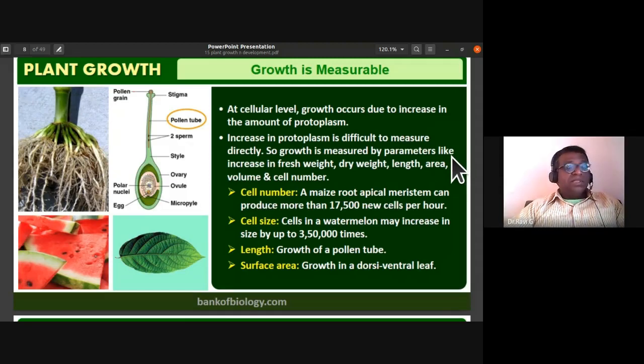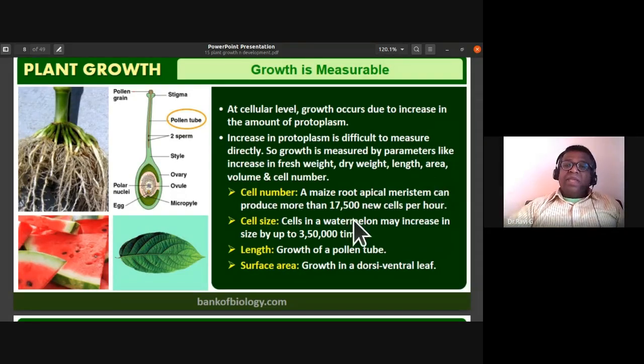So what are the parameters that we use for measuring growth? Increase in fresh weight. Growth also means adding on weight: increase in fresh weight, increase in dry weight, increase in length, increase in area, volume, and cell number. So all these are the measurable parameters. Increase in fresh weight, dry weight, length, area, volume, and cell number are all the measurable parameters of growth in plants.